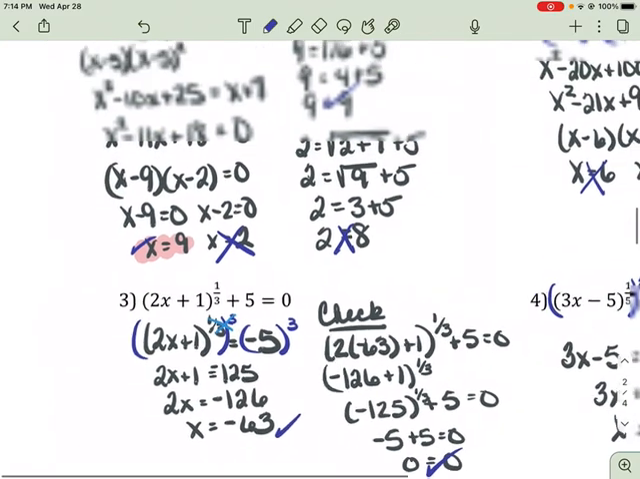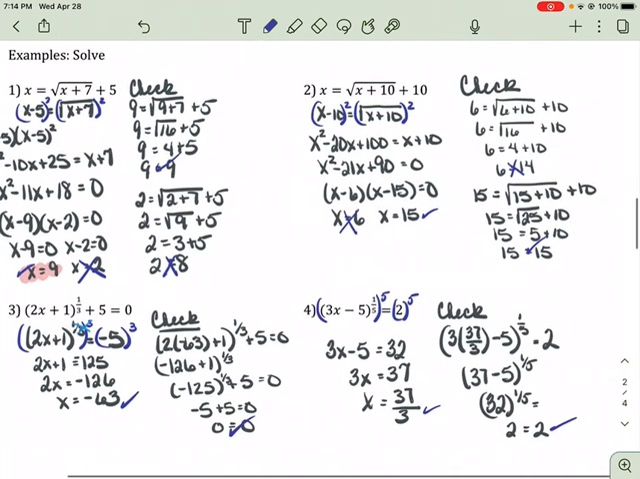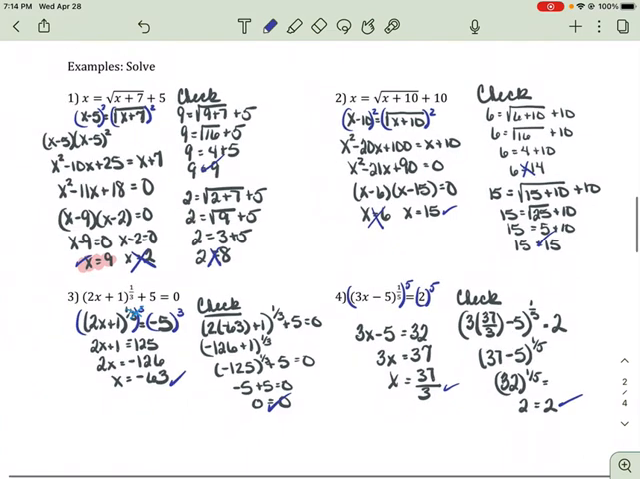Okay. Why don't you try, again, these are going to take a little bit longer, 2 and 4. Okay. All right, so there are our solutions. Okay, I found 6 did not work, but 15 did. And I know this seems weird, but 37/3 does work. So that's our solution for x. All right, so now we're going to try a challenge question.